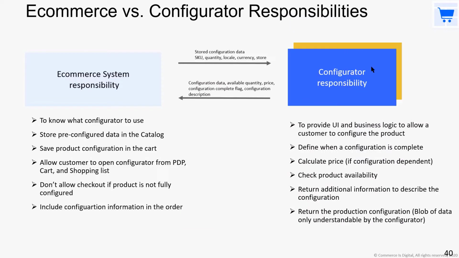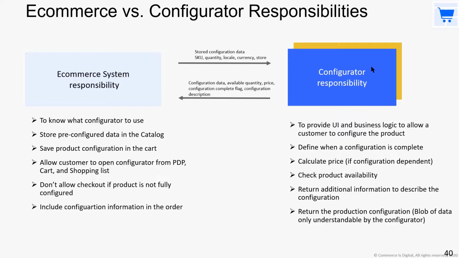When implementing configurable products, it is essential to clearly separate, decouple the responsibility of a configurator and the digital commerce system. The e-commerce system defines a product as configurable and launches the proper configurator based on its type. The configurator provides a user interface to support the configuration process. It also collects configuration data and passes it back to the e-commerce system. It is up to the configurator to decide if the configuration is complete and the product can be purchased. The e-commerce system attaches configuration data to a cart item and stores it in the order for the fulfillment.